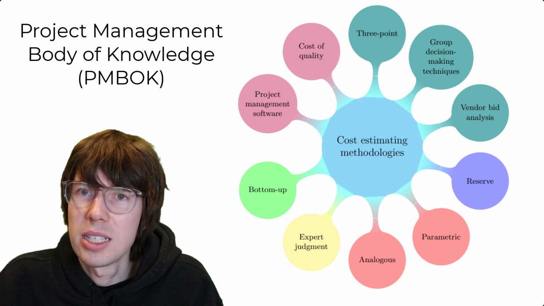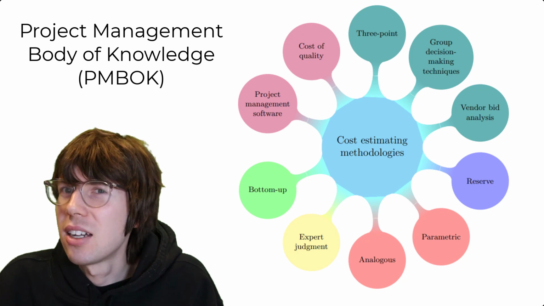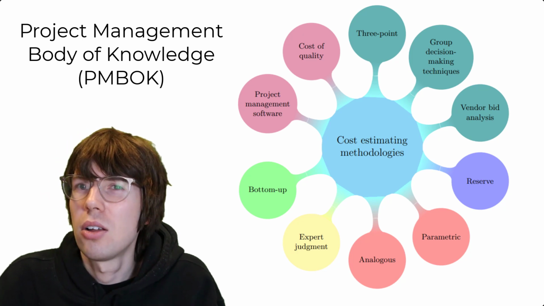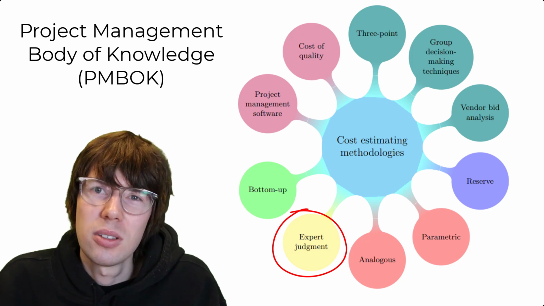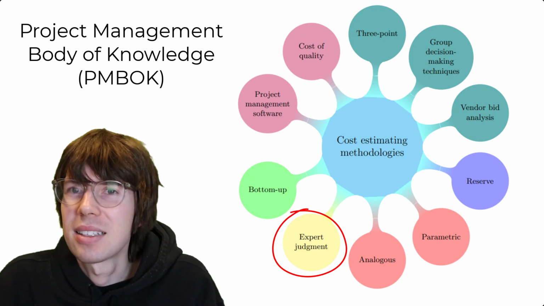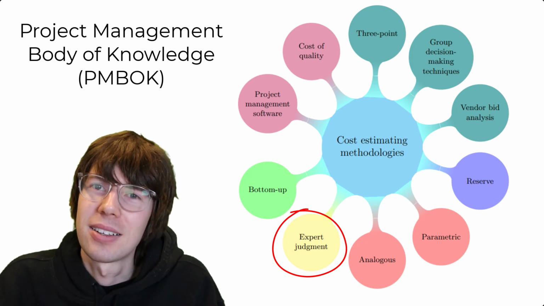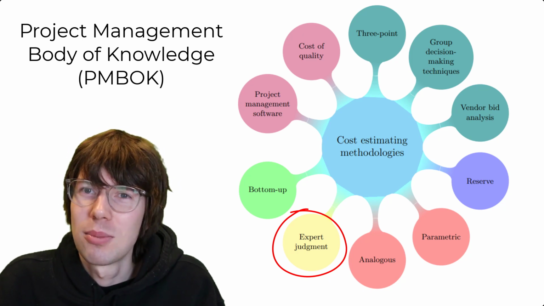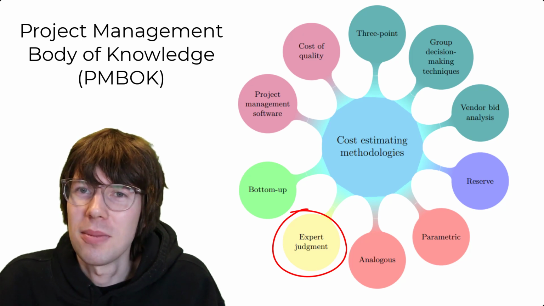So what are these methods? We can go through them in any kind of order here, but let's start out with what's called expert judgment. Expert judgment, what is that? It is the most commonly used method when it comes to project management, and probably also the least respected, or in a theoretical sense the least respected.